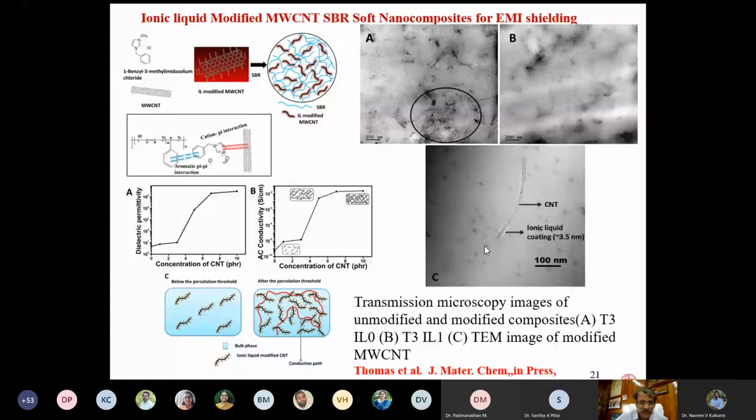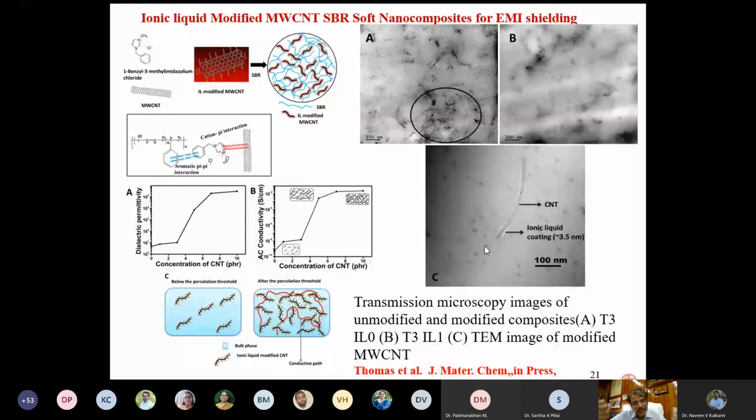And look at the percolation process we got. AC conductivity as a function of concentration of CNT, you got a beautiful percolation. So we found that if you just put 3% of carbon nanotube, you get very good dispersion of carbon nanotube in SBR matrix, and you get a beautiful percolation. You know what we did? My PhD student, and me with my collaborator, we made soft elastomeric materials for EMI shielding.